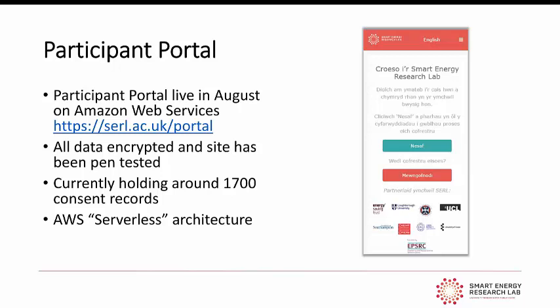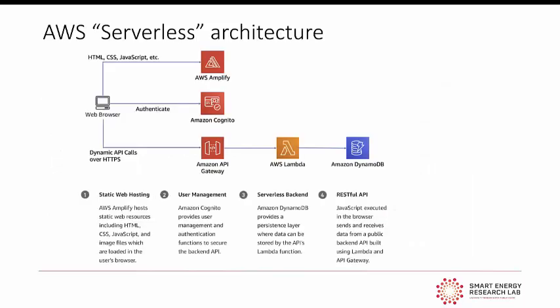So we went live with something called the Participant Portal last August, which was really to capture the initial wave of consents from people. So people come up to the site, if they've received a letter, they'll enter their special code and then register that they're giving their consent for us to capture their data. Once they've done that, their consent data is stored on Amazon Web Services, which is on a cloud environment.